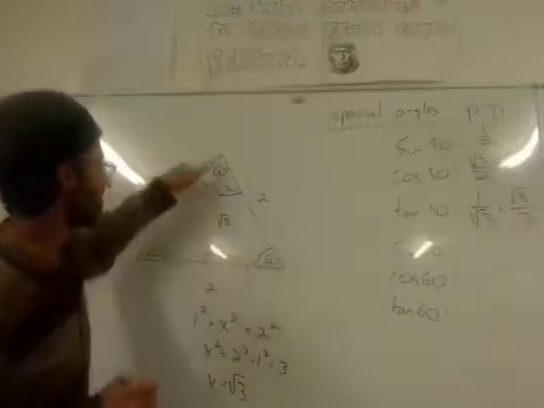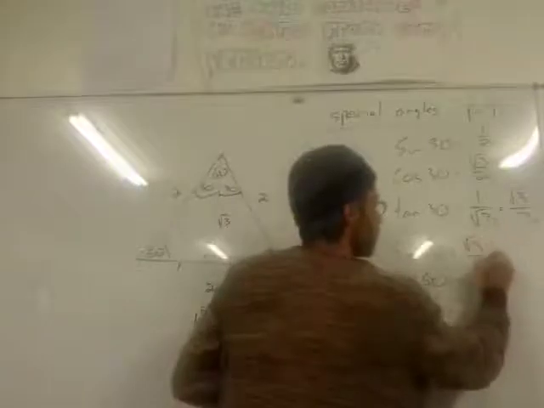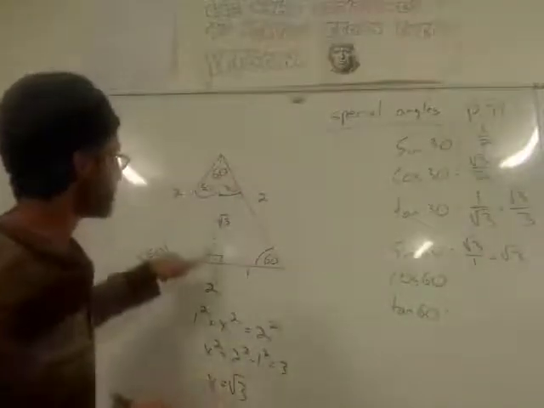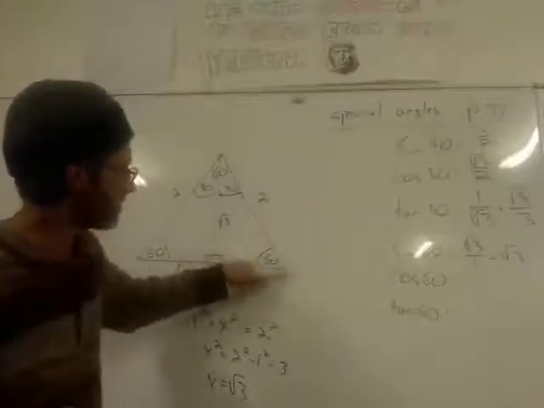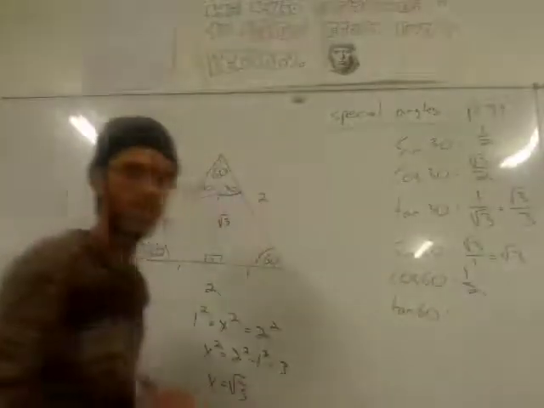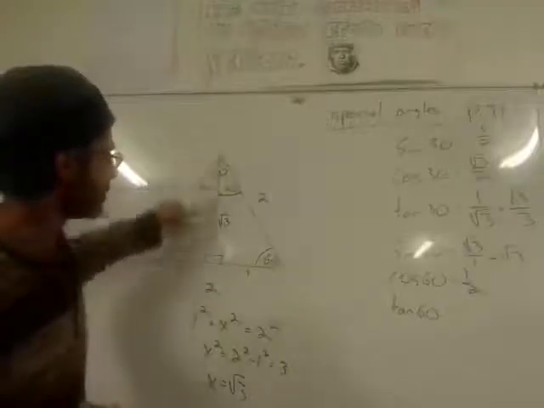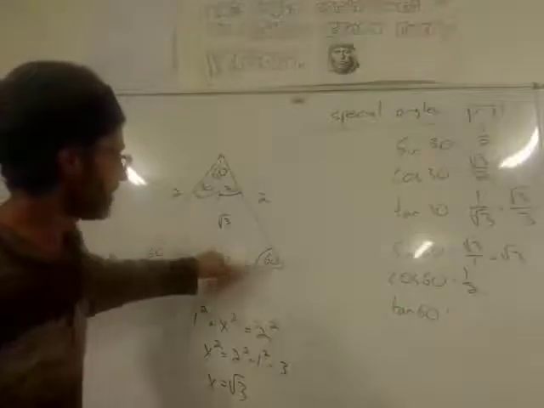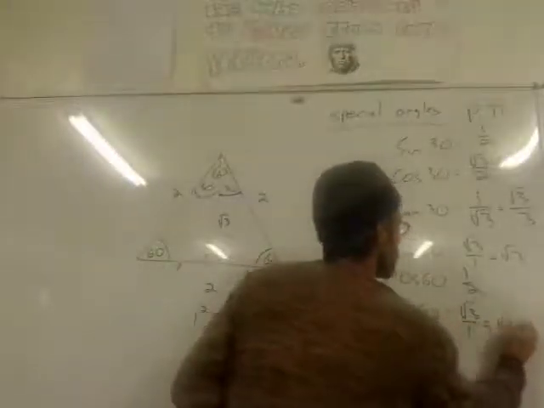So sine 60 is that opposite divided by adjacent. Square root 3 over 1, which is just square root 3. Okay? Cosine 60 is the adjacent over the hypotenuse, is 1 over 2. Okay? And tan 60 is the opposite, okay? Opposite divided by the adjacent is square root 3 over 1, which is square root 3.